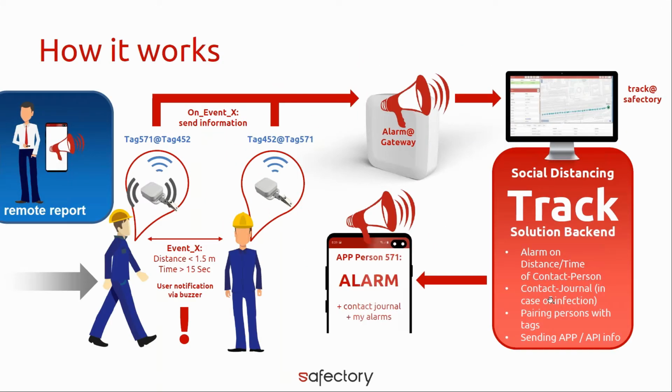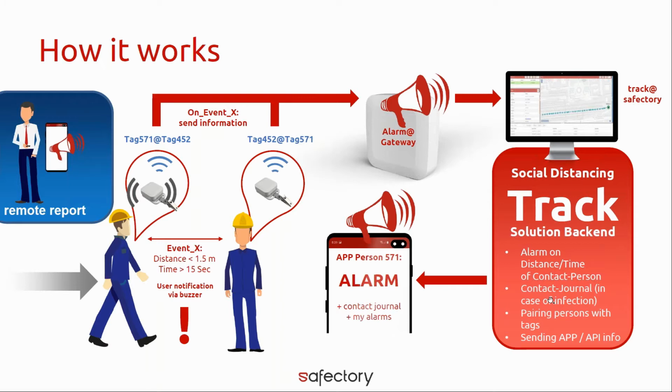The solution is rather simple. Every worker gets a BLE tag on his chest or on his wrist or somewhere else. And these BLE tags are transceiving signals from other BLE tags in the proximity. So if two workers get too close, below 1.5 meters for an extended amount of time, for example, 15 seconds, both values are configurable. The user will be notified either via a tone from the tag itself or via a connected smartphone app, also provided by Safectory.